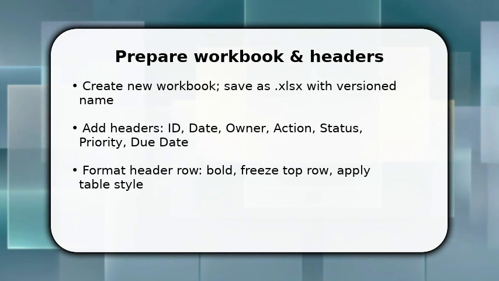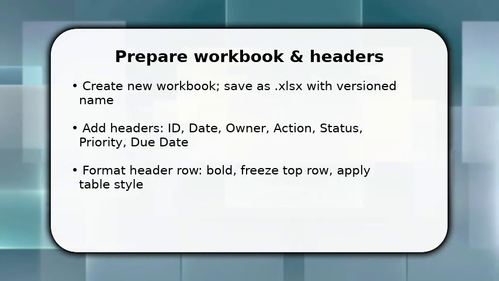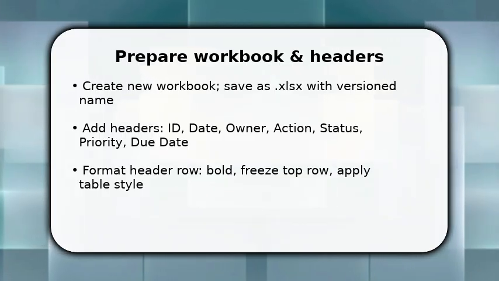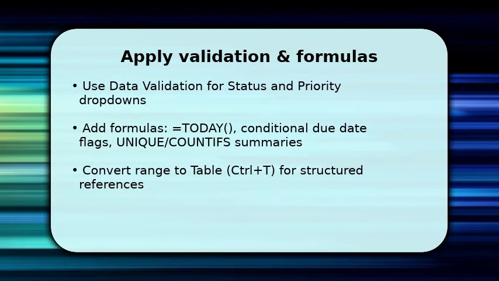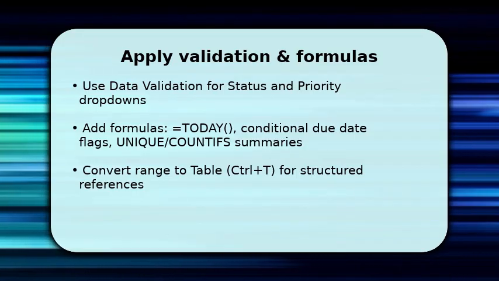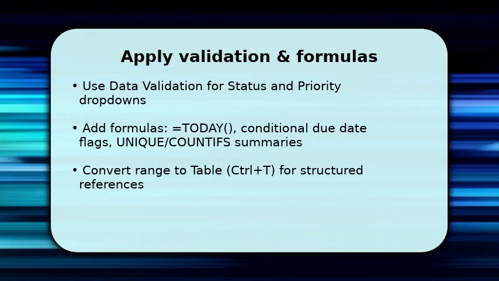Now you add data validation and formulas to reduce errors and automate tracking. Apply drop-down lists for status and priority using data validation so entries are consistent. Convert the range to a table with Ctrl+T. This enables structured references and dynamic ranges. Insert formulas. A created column with equals today. If needed, conditional formulas that flag overdue items, and summary formulas like COUNTIFS or UNIQUE to count open actions.